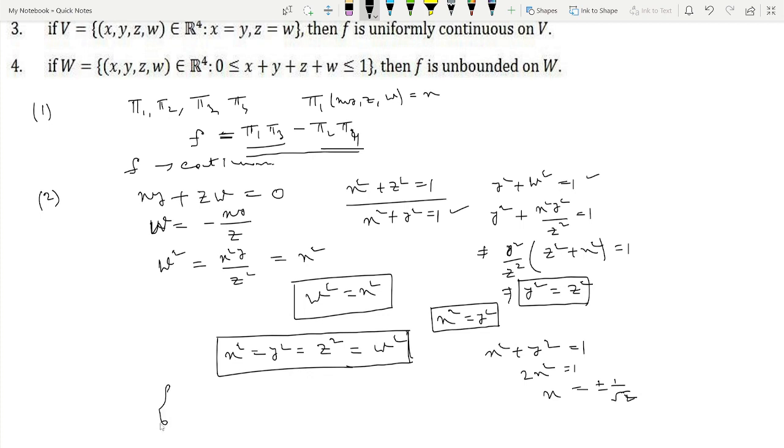So if we consider this set, plus minus 1 by root 2, plus minus 1 by root 2, plus minus 1 by root 2, plus minus 1 by root 2, this set consisting of a finite number of elements actually contains U, because all these elements are not in U. Why?